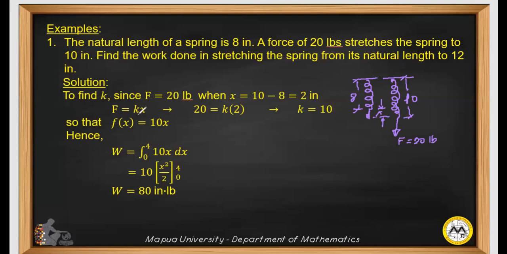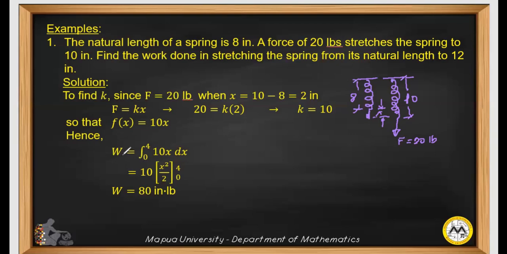So to get the variable force, we can solve first for K. The force, 20 pounds, is equal to K times the elongation, which is equal to 2 inches. Therefore, solving for K, K is equal to 10. Therefore, the variable force f of x is equal to 10x. K is equal to 10 times x.